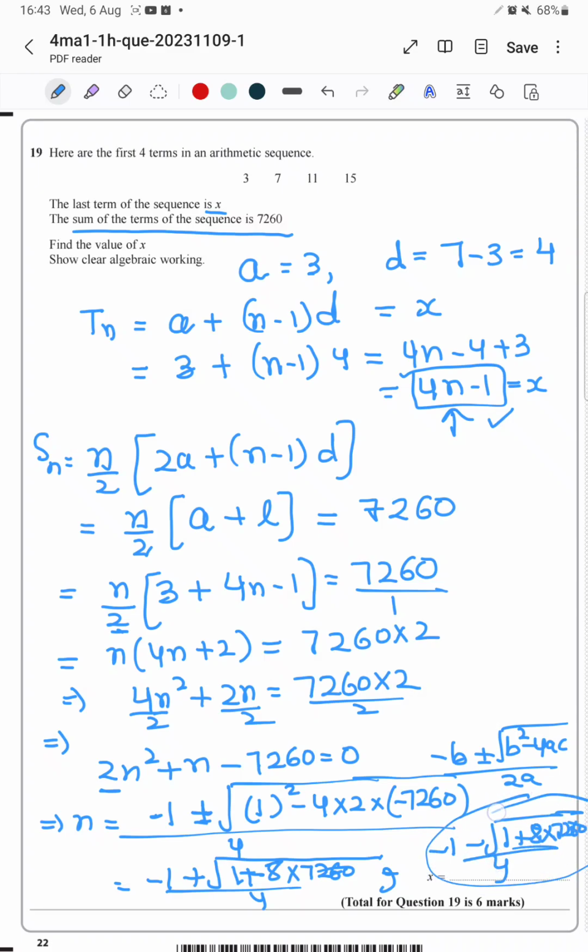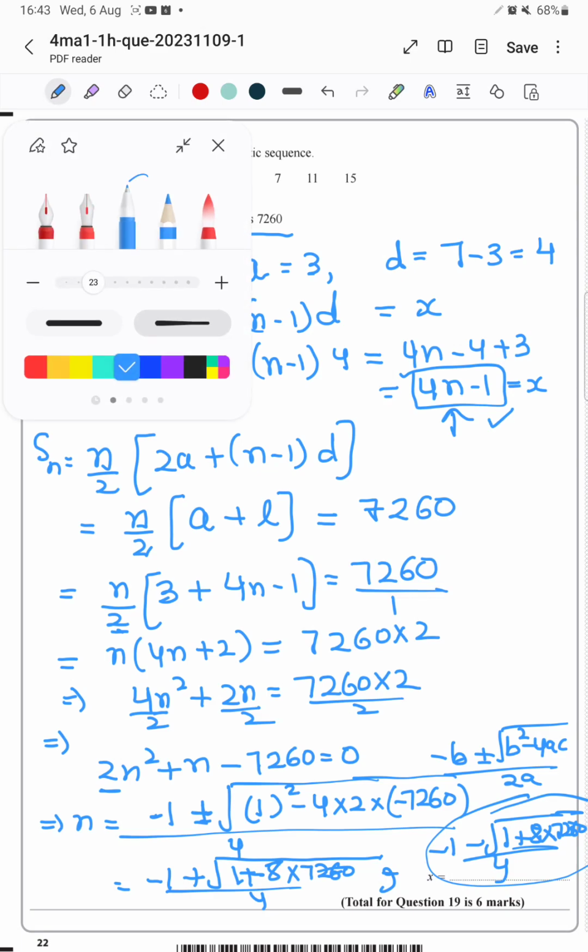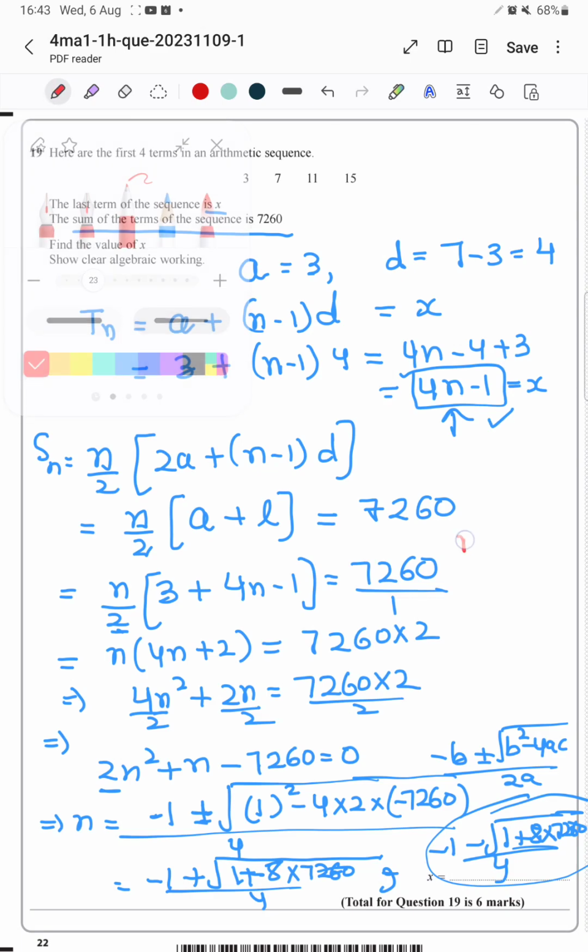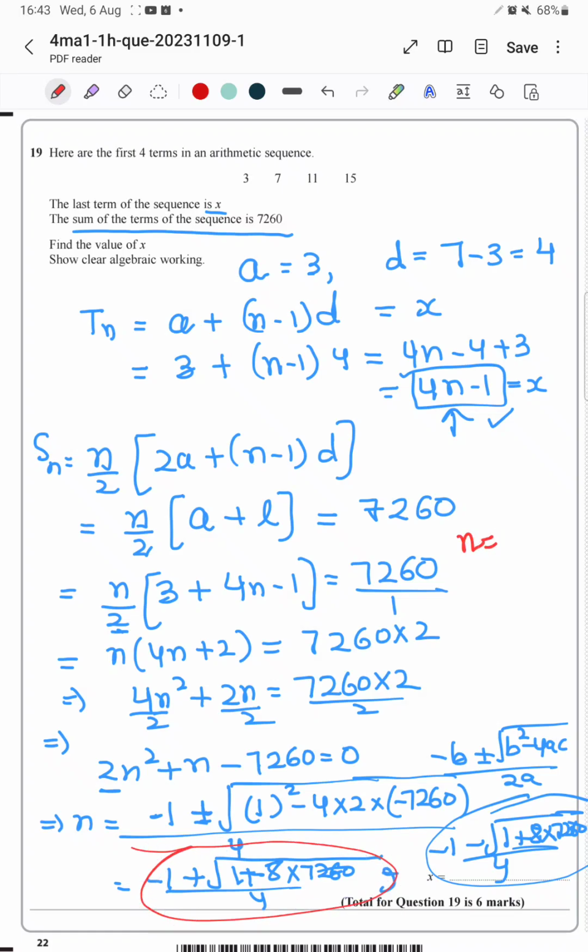So this value we will reject because it is going to give me n as a negative value, and the other n which I am going to get is the only value I get, from here. When you solve it, you will get n as 239 after solving this part. So n is equal to 239. Now what do we need to calculate?